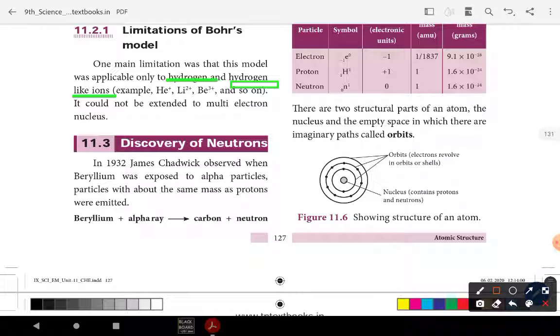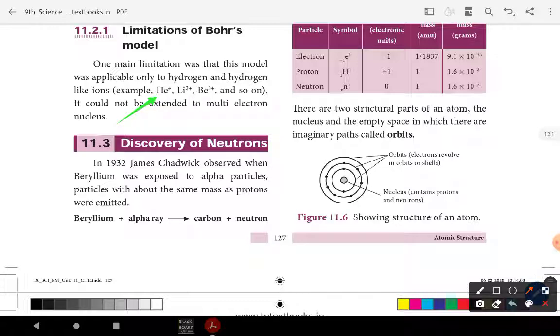For example, what are the species given here? Example, He+. What's the name given here? He plus. He plus is helium ion. This is lithium ion. This is beryllium ion. Okay, so this He plus means what? It contains only one electron in the orbit.